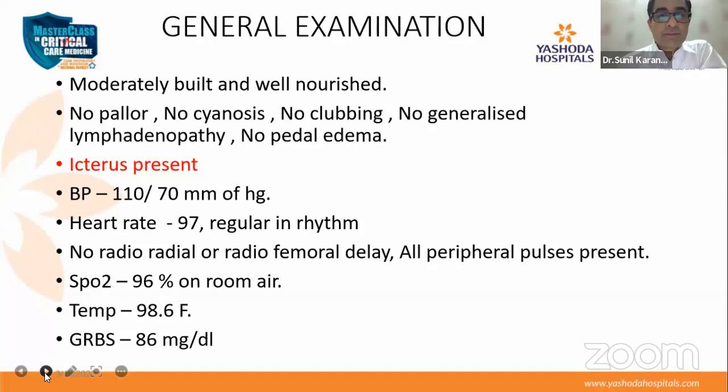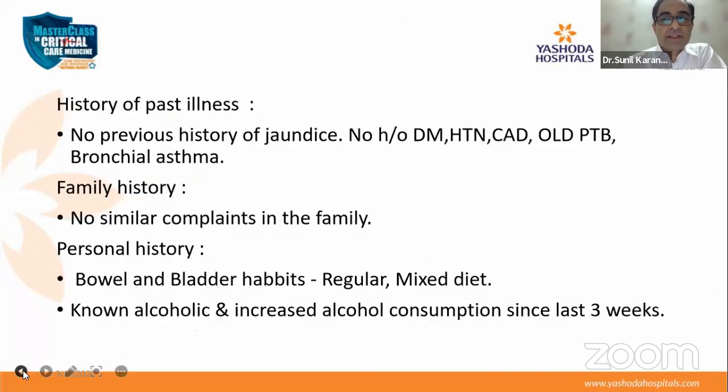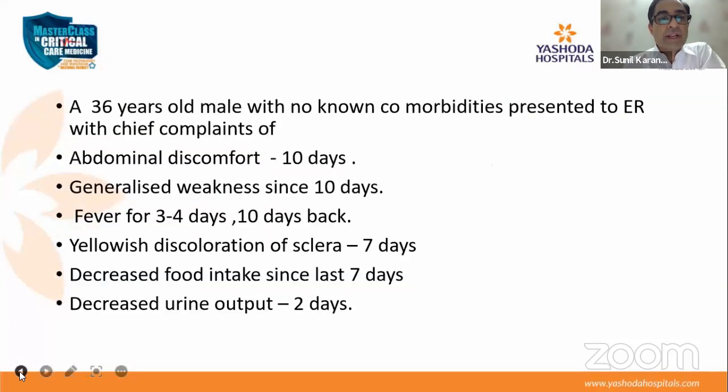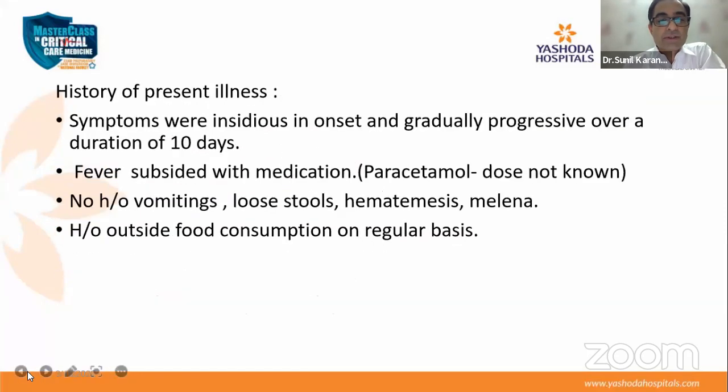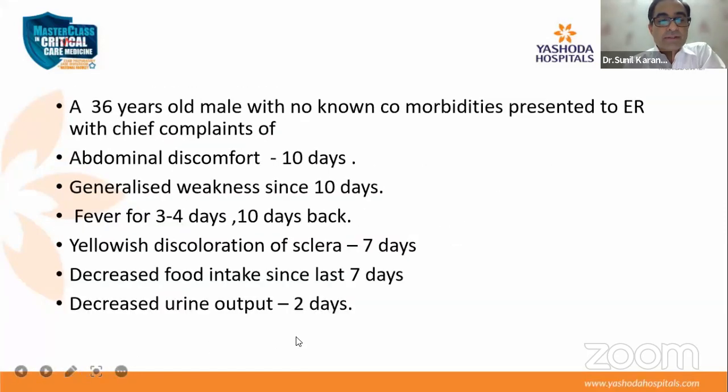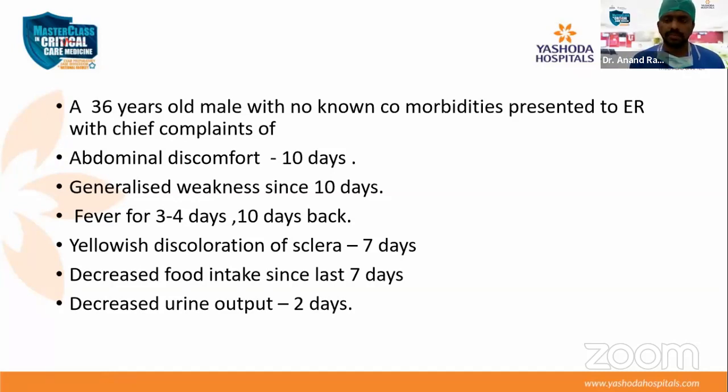Dr. Anand, we'll just hold for a minute. What are the differentials you will think of from the history? You can go back to the first slide for the benefit of the audience, or you can just summarize in 2 lines. So, a 36-year-old male presented with chief complaints of abdominal discomfort, icteric discoloration of sclera, and generalized weakness, and history of fever is present, sir.